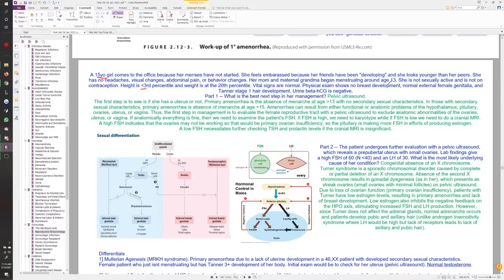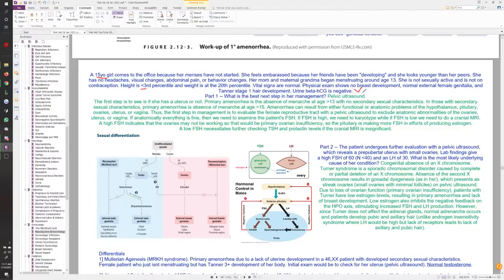So they said no breast development, but there is normal external female genitalia, and Tanner stage 1 hair development. That's terrible. She's 15. It should be Tanner stage 5, Tanner stage 4 at the least. Urine beta hCG is negative, so great. They already did the pregnancy test. Perfect. That was the very first step. The first step in management is that.